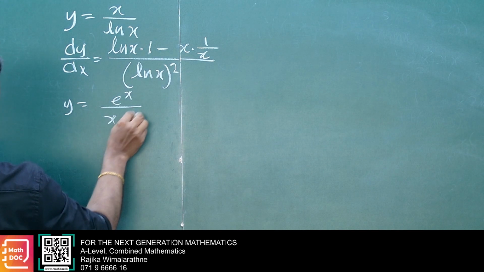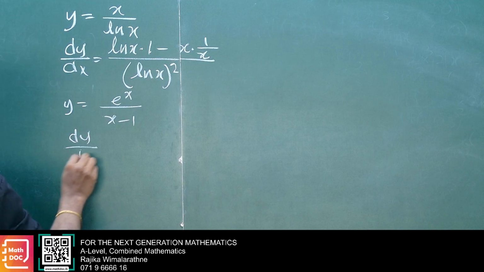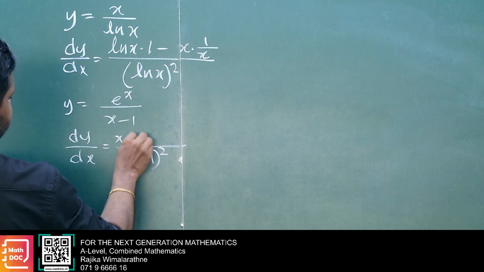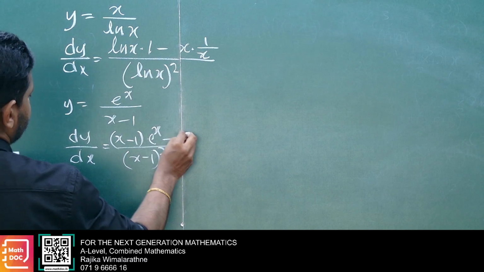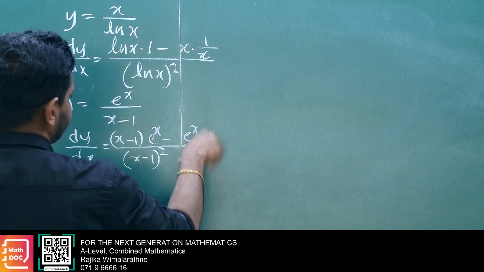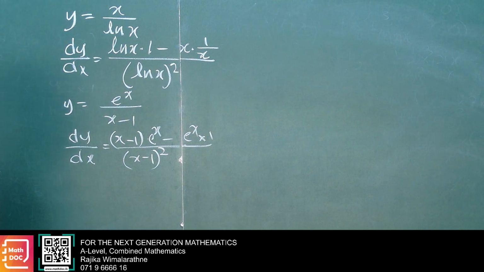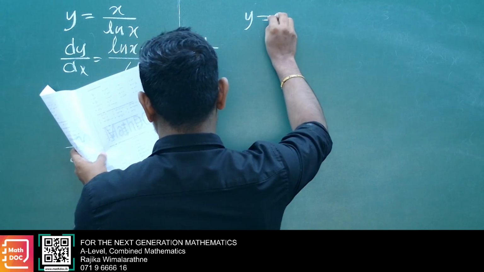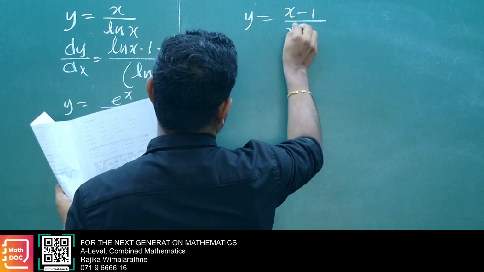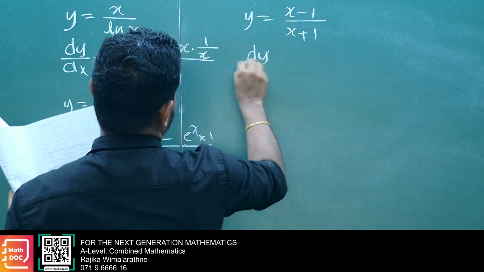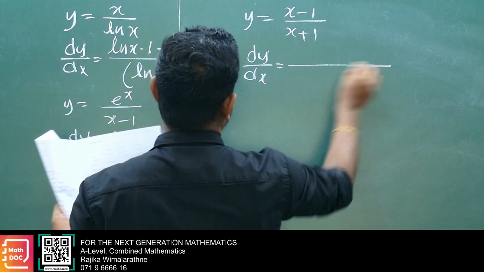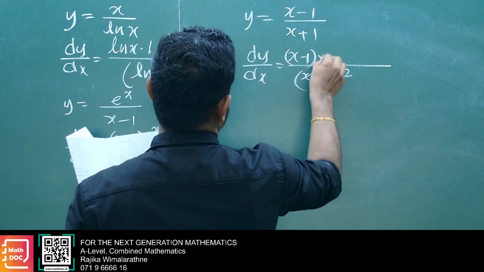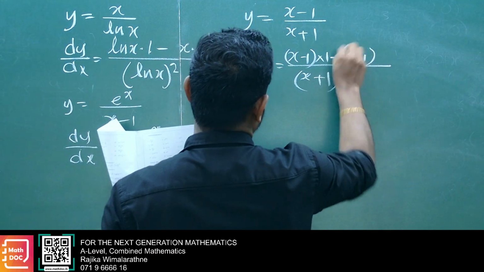e to the power x over x minus 1, dy by dx, denominator square, denominator times derivative of numerator minus numerator times derivative of denominator. Then y equals x minus 1 over x plus 1, dy by dx, denominator square, denominator times derivative of numerator minus numerator times derivative of denominator.